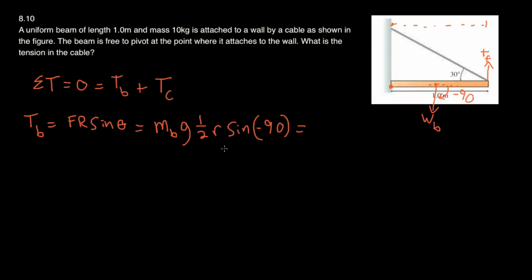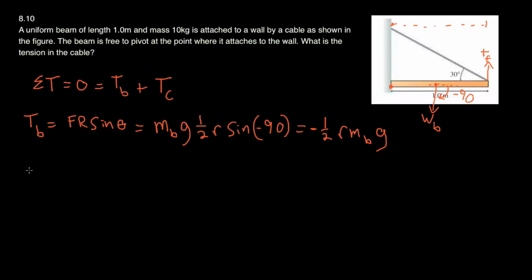So just to simplify this a little bit, the sine of negative 90 is going to be -1, so we'll put negative, and then I'm just going to rewrite the rest, 1/2 r times the mass of the beam times gravity. Okay, so that's the torque provided by the beam, this right here.